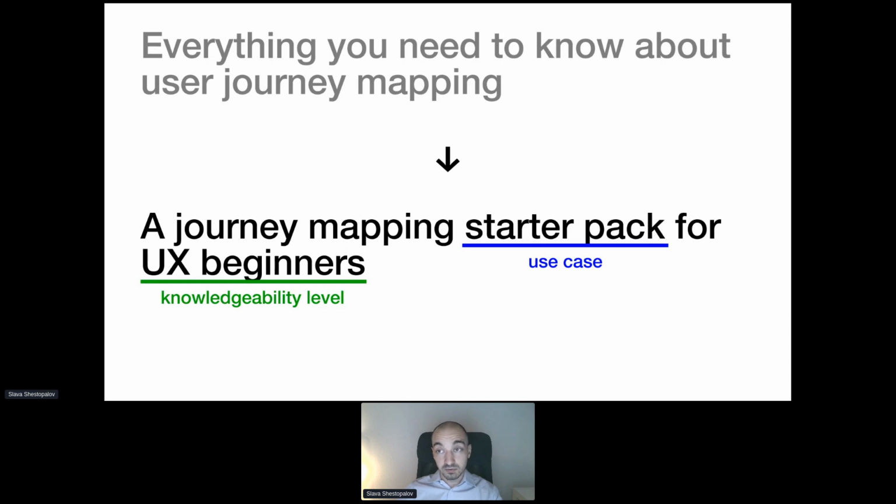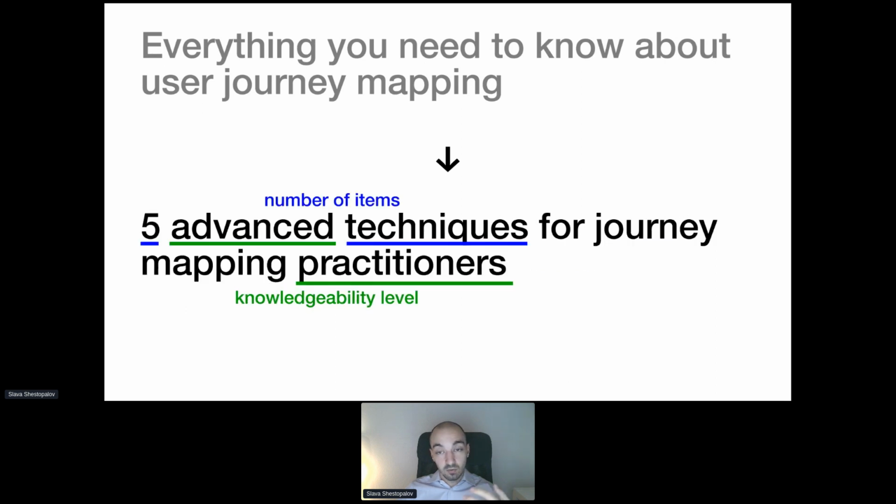Let's think how to transform the intention to contribute to the topic of user journey mapping, which is quite typical, and there is a lot of stuff written on this topic. So you can narrow it down to a journey mapping starter pack for UX beginners. You have a use case and a certain level of the audience, and it's clear from the title. Or you can write 5 advanced techniques for journey mapping practitioners. Again, you mention the knowledgeability level of your audience and the number of items, 5 techniques.